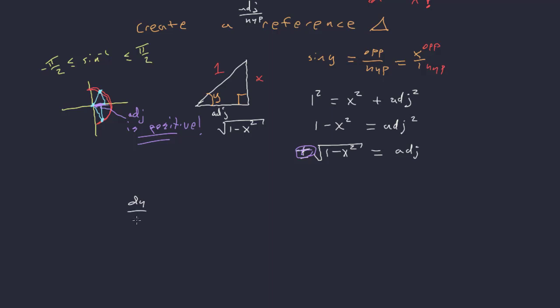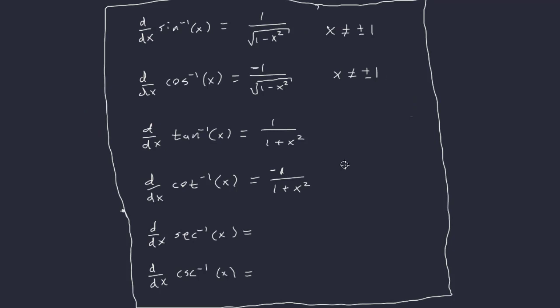So dy over dx, which is secant y, which is hypotenuse over adjacent, which is 1 over the square root of 1 minus x squared. And there we go. There's our final derivative. We got it in terms of x like we wanted, and that's that. All right, now from here, we could go through this process multiple times. Using the same work, we can fill a lot of these out.